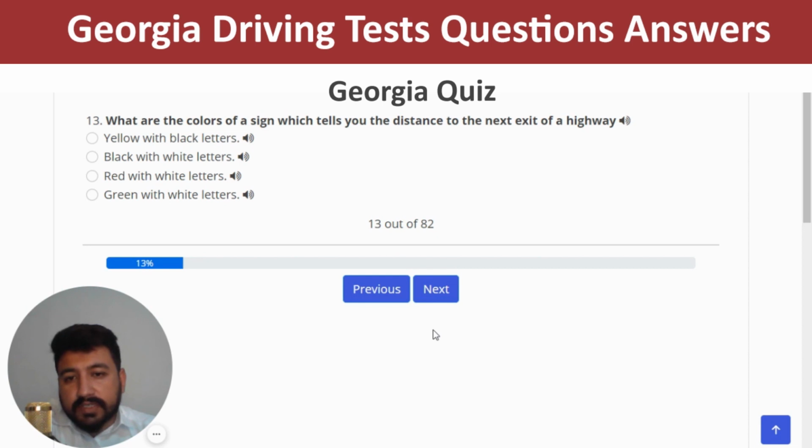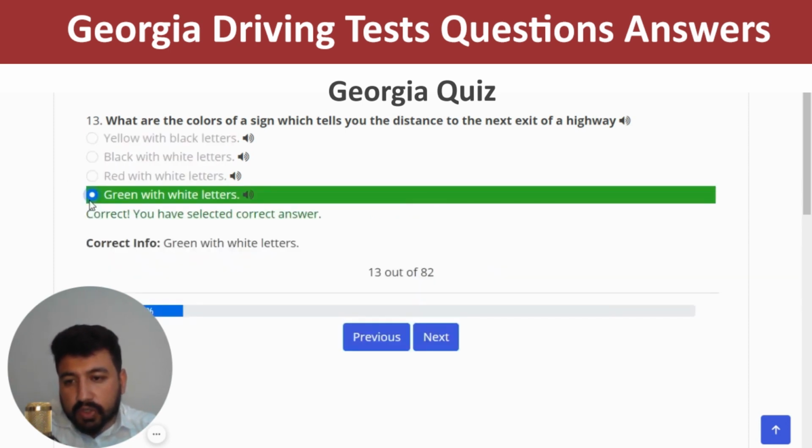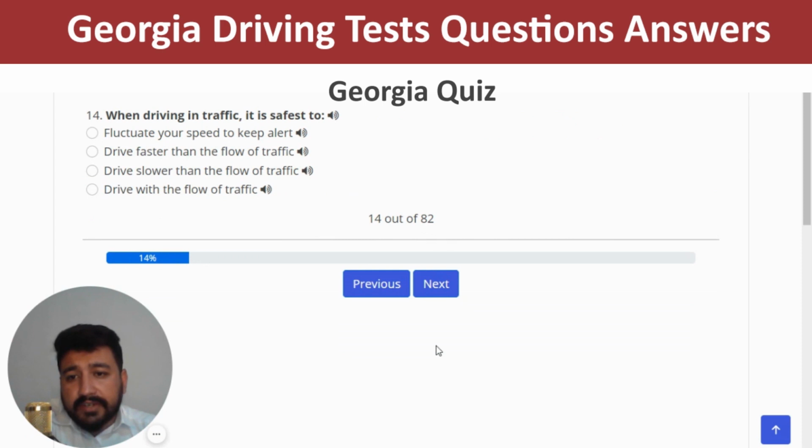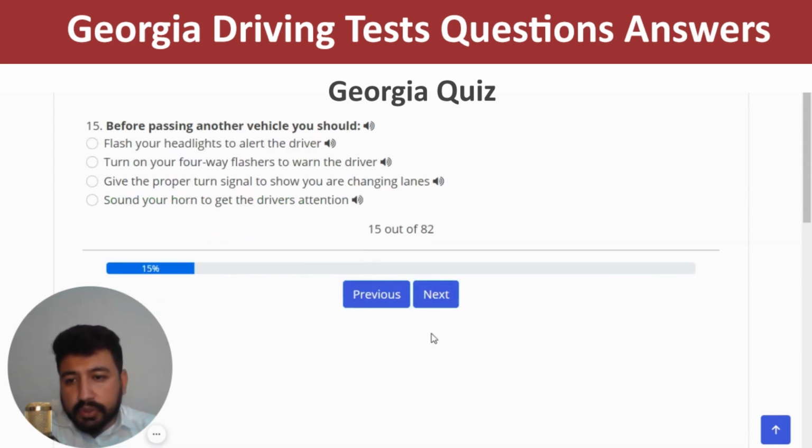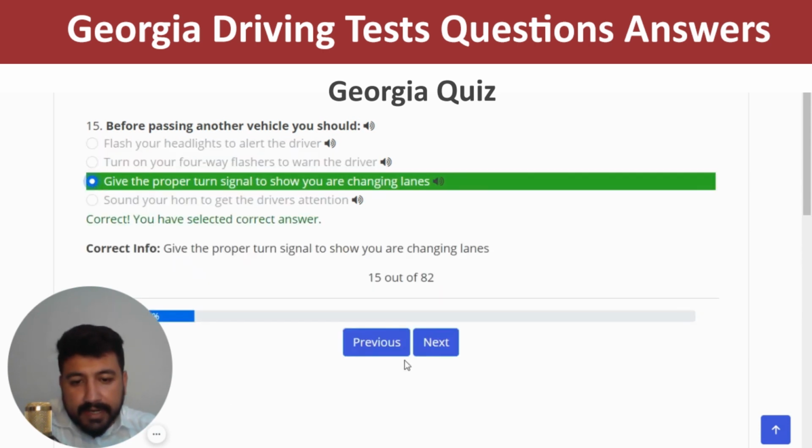What are the colors of a sign which tells you the distance to the next exit of a highway? So the right answer of 13th question is green with white letters. So fourth option. Correct. And next. When driving in traffic, it is safest to drive with the flow of traffic, which is the last one. Next. Before passing another vehicle, you should give the proper turn signal to show you are changing lanes. So I'm going to click on the third option, correct, and next.